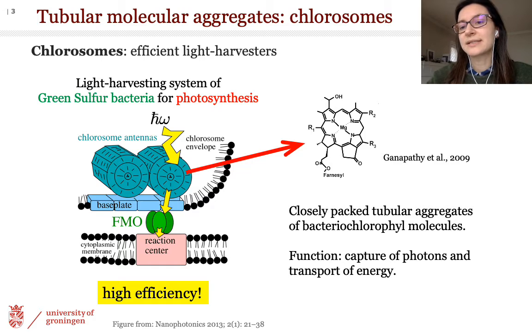Supramolecular aggregates may assemble from a variety of building blocks, resulting in interesting properties. For example, green sulfur bacteria use tubular supramolecular aggregates called chlorosomes as light harvesting antenna in their photosynthetic system. Chlorosomes are composed of closely packed bacteriochlorophyll molecules, and the role of the chlorosome is to collect photons, transform them into excitation energy, and transport the energy to the reaction center where electrons can be extracted.